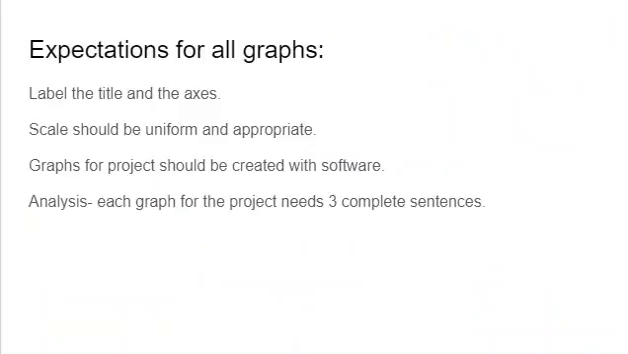And expectations for all graphs. Label the title and the axes. The scale should be uniform and appropriate, which means you can count by twos. You can go 2, 4, 6, 8. You can count by fives, 5, 10, 15, 20, but you can't switch up your scale. You can't go 2 and then 7 and then 8 and then 15. You have to have the same scale.